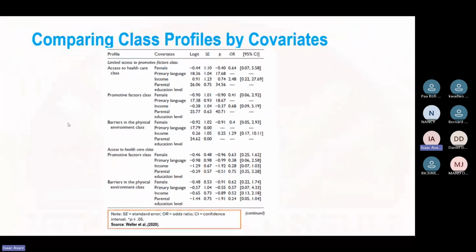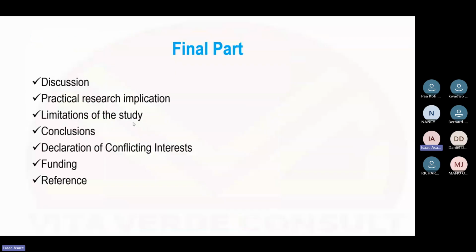Now, let's look at the final part of it. The final part is where you need to discuss, okay? You need to discuss the results that you have. So you see, if it is articles that we are writing, I have given you all the components that you need. So you need to discuss.